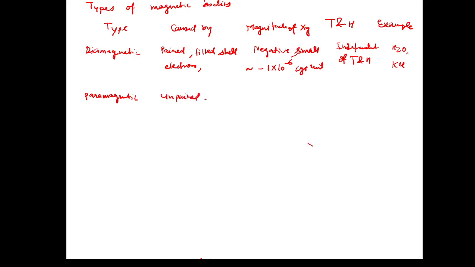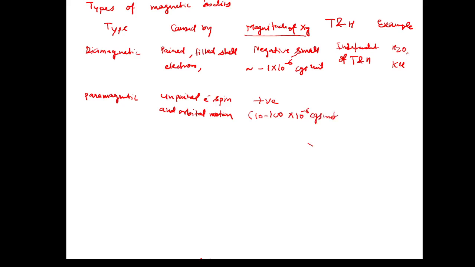Unpaired electron spins in orbital motion. So what is the magnitude of chi value? They are positive, and they will be in the order of 10 to 100 into 10 to the power minus 6 CGS unit.